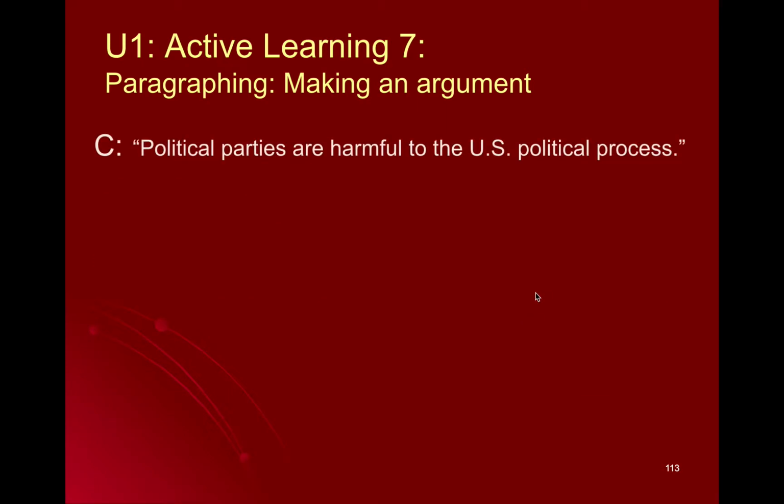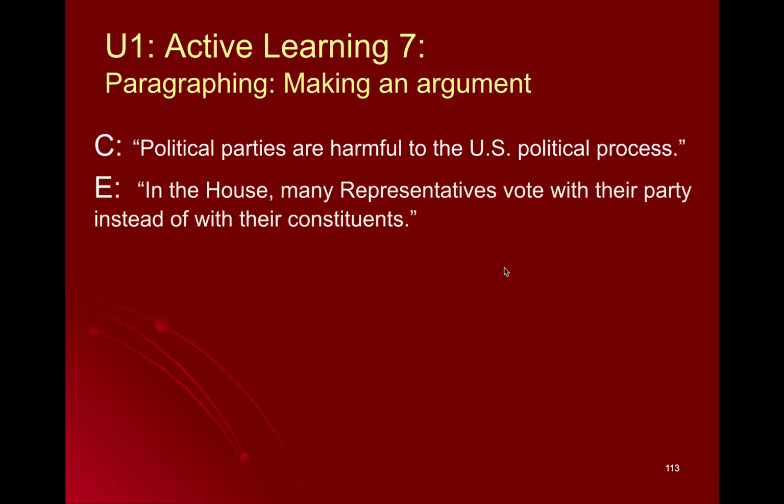All right, so this particular example I just put up. My claim is political parties are harmful to the US political process. This is clearly an opinionated statement. This is not a factual statement, but this is the argument that I'm going to make for our example here. The evidence I'm using is, in the House, many representatives vote with their party instead of with their constituents. All right, so this is an example.